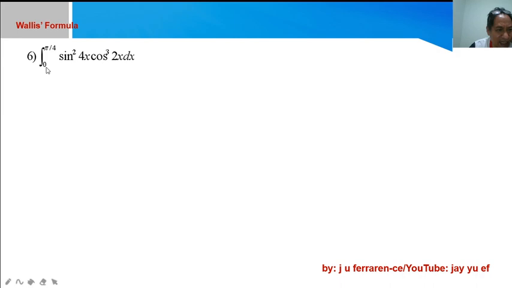If my x has a value of 0, no problem with the lower limit because these two will remain to be 0, correct? But if I have pi over 4 as a value of x, what is the product of 4 times pi over 4? It's not pi over 2 but simply pi, correct?